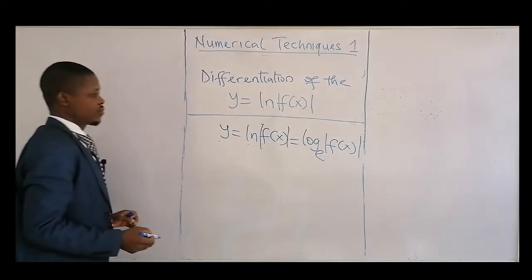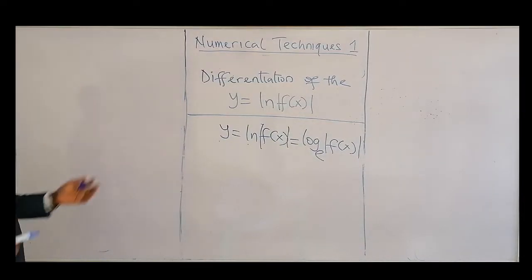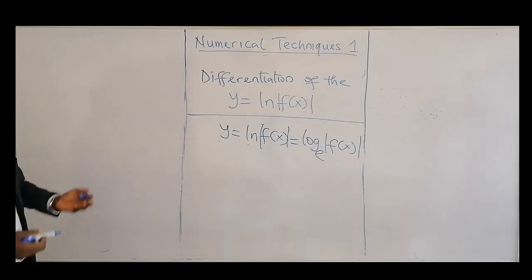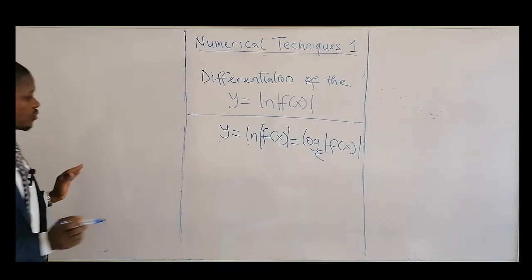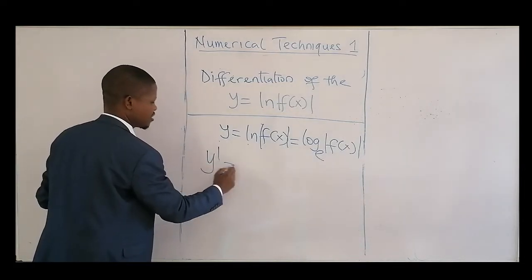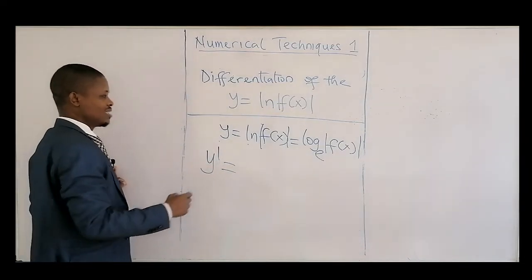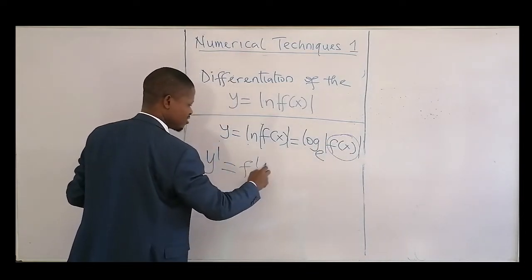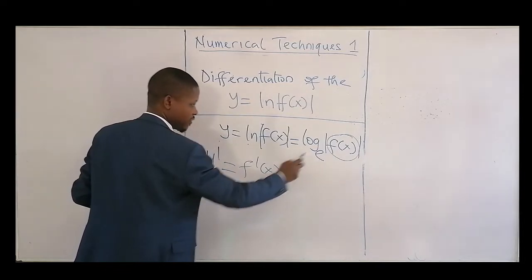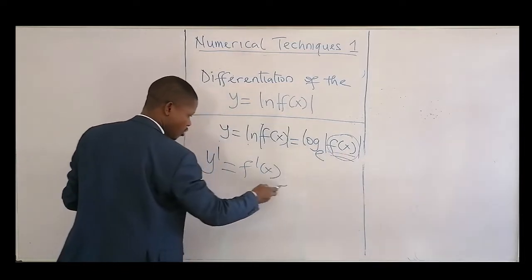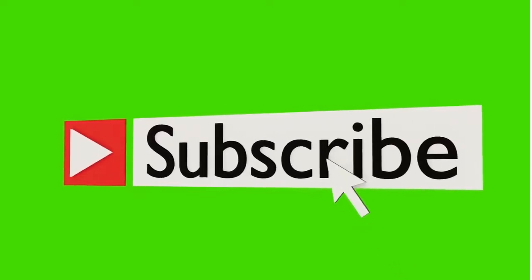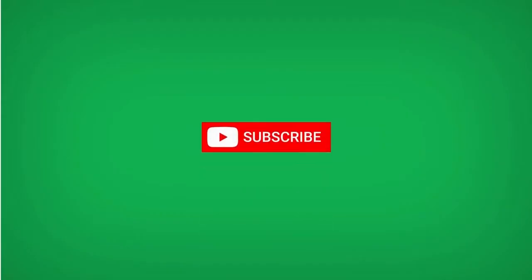So when you want to differentiate a logarithm function, a logarithm to base e or ln, how do you do it? It's very simple. Your dy/dx, your differential coefficient, will be equal to the derivative of the function, which is f prime of x, the derivative of the function you have here, all over the function itself. So that's how to differentiate a logarithm or ln function.